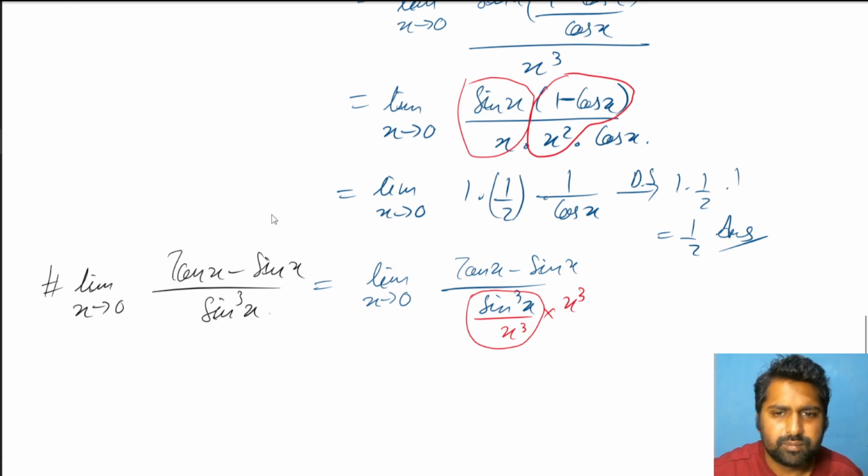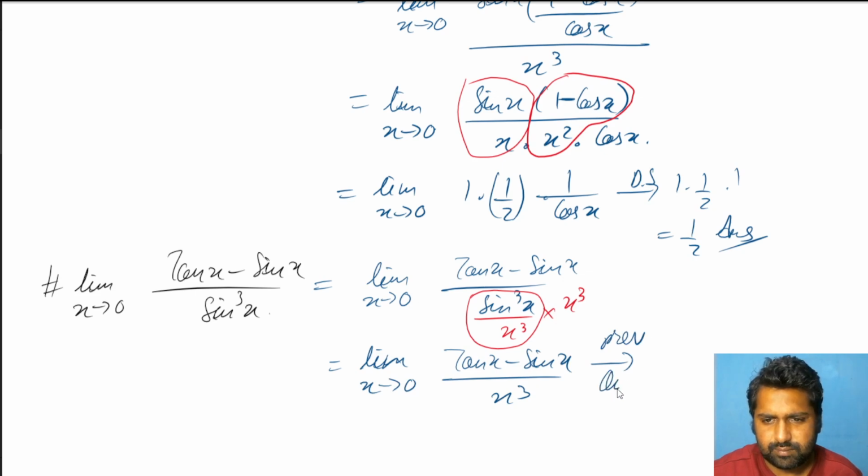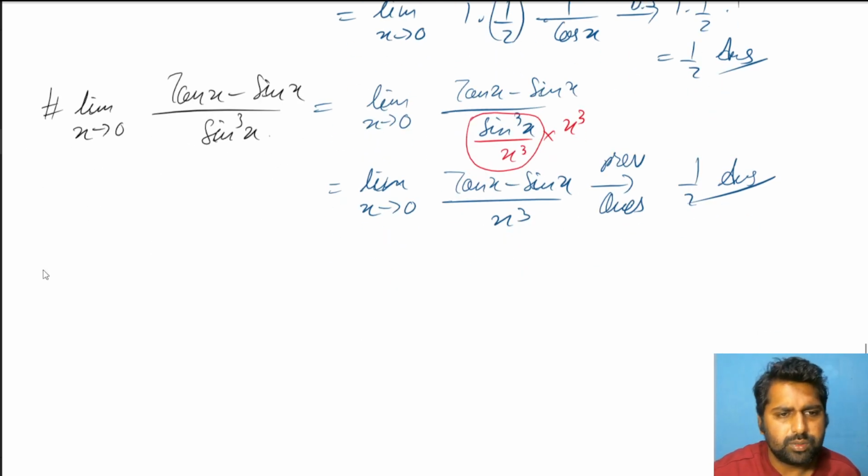Or you can do the whole cube, then it will become sin x by x. So limit x tends to 0, tan x minus sin x by x cube, and this is now the previous question. If this is the previous question, the answer is 1 by 2, so no need to solve it again. Just understand the idea that they can give you tan x minus sin x by x cube also or sin cube also.